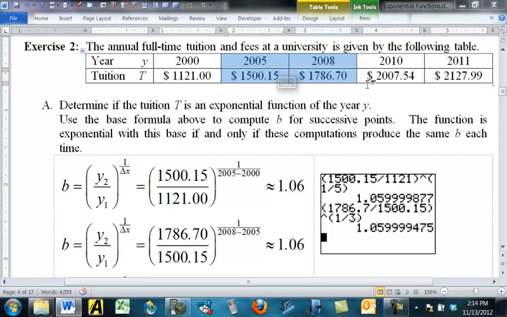So this time delta x is 2008 minus 2005, which is 3 years, so I'm going to be raising to the 1/3 power. And for the y's, I'm going to divide the second y by the first y, and you can see that I'm dividing $1,786.70 by $1,500.15. And again, I got 1.06 to at least 5 or 6 decimal places.